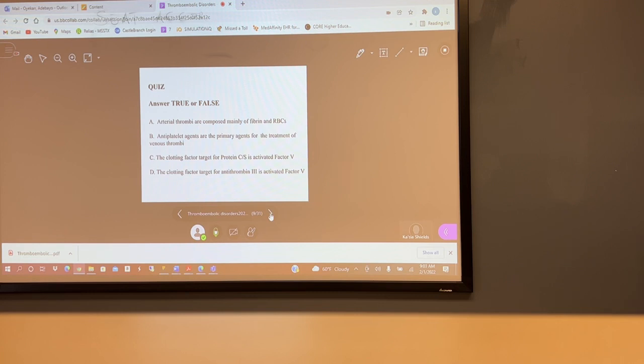let me see whether you remain with me so far. A, arterial thrombi are composed mainly of fibrin and red blood cells. True or false? Okay. B, antiplatelet agents are the primary agents for the treatment of venous thrombi. False.